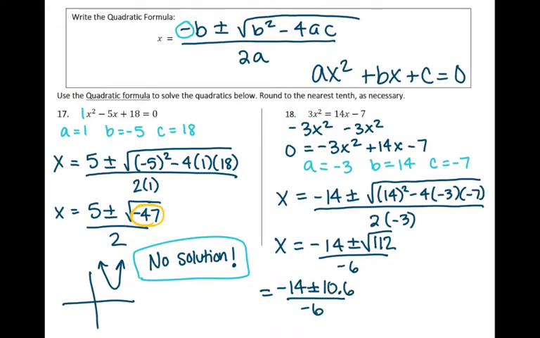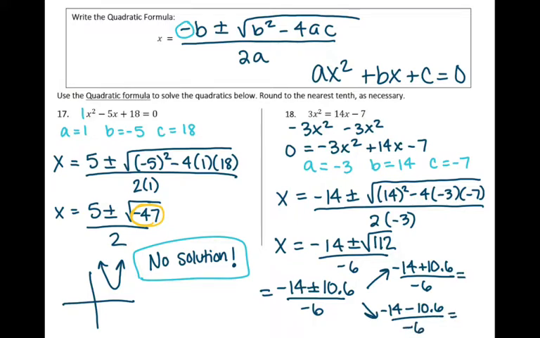Okay, so now I'm going to go ahead and separate so I can get my two answers. My first answer is going to be negative 14 plus 10.6, and I'm going to take that and divide it by negative 6. Second answer is going to be negative 14 minus 10.6, divided by negative 6.